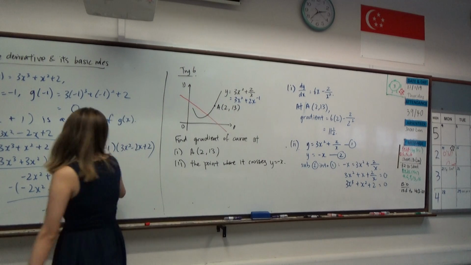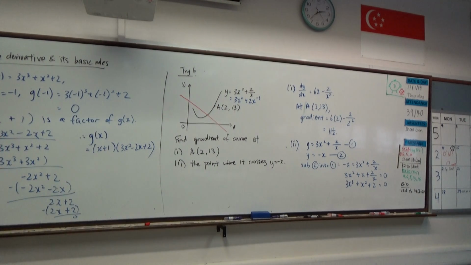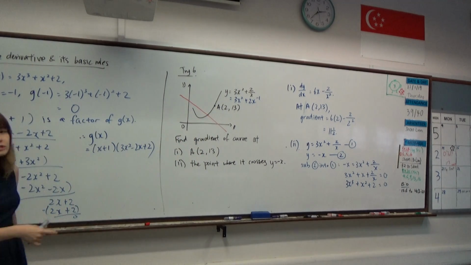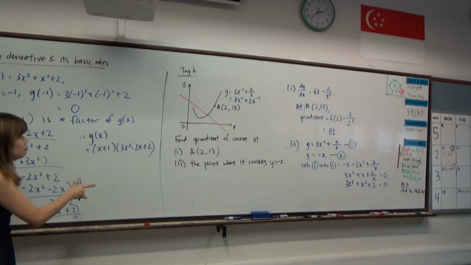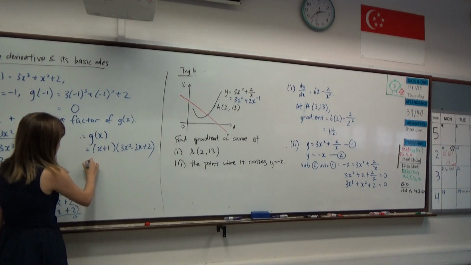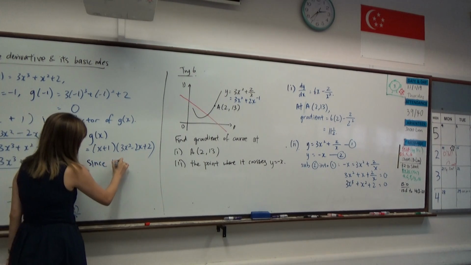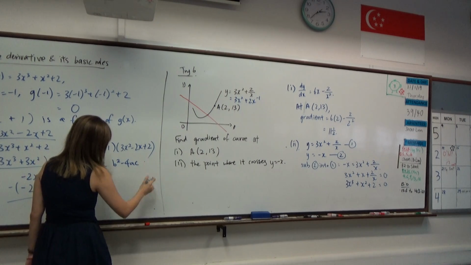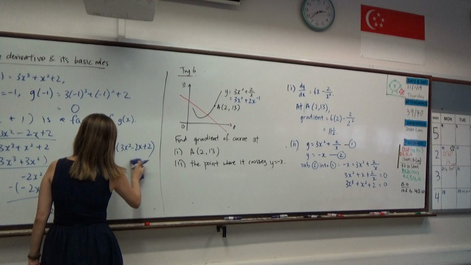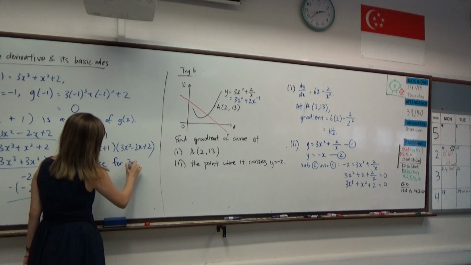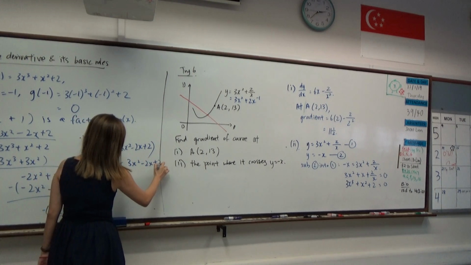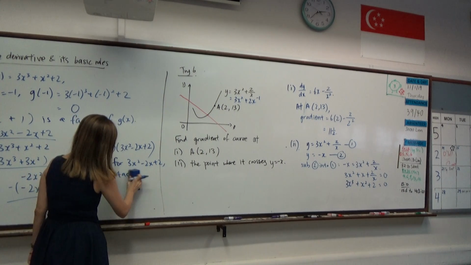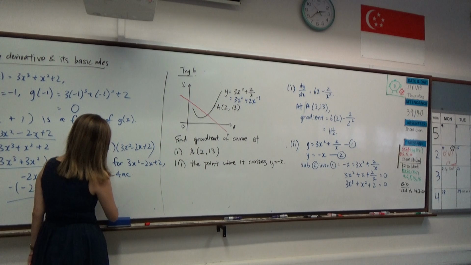After that, how is it that we can conclude that the line and the curve actually cross at x equals -1? We need to at least mention that since, for 3x squared minus 2x plus 2, the discriminant is less than 0 because it is equal to -20.